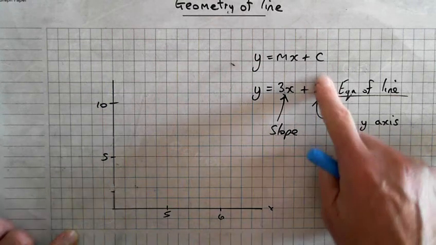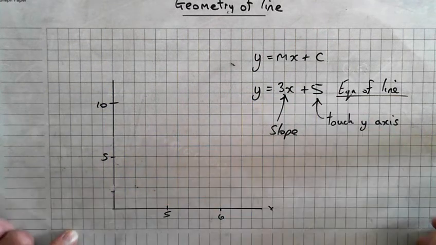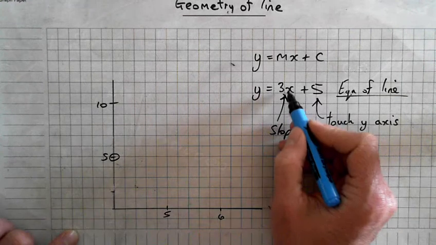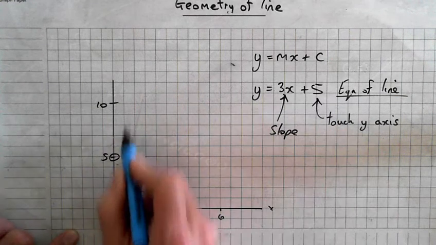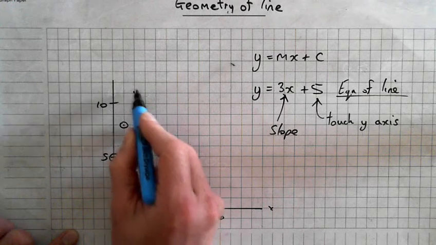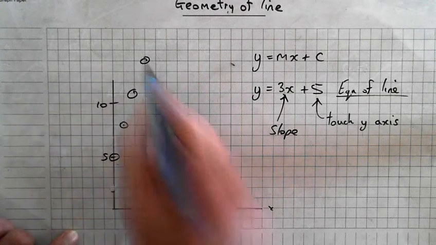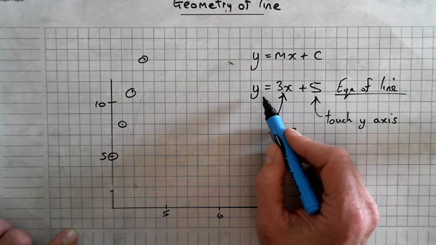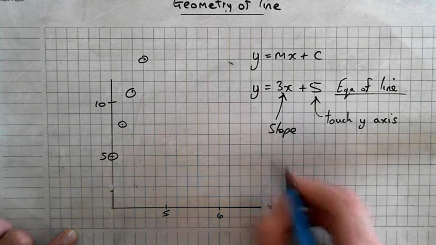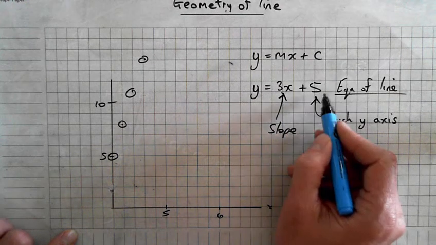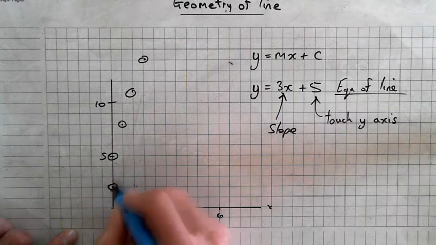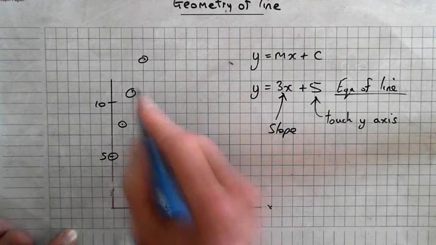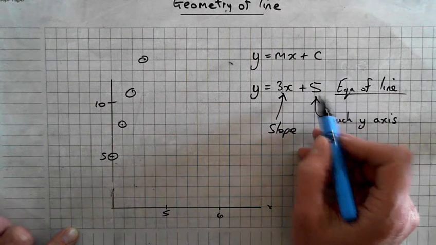Right, the next one. 5. So that's my first point, and then slope over 1 up 3, over 1 up 3. What's the difference between the line y is equal to 3x plus 5 and y is equal to 3x plus 2? They're parallel to each other, but this one starts a little bit higher on the y-axis.